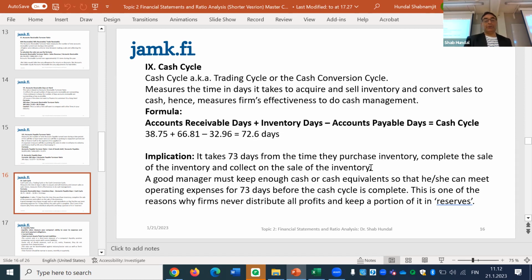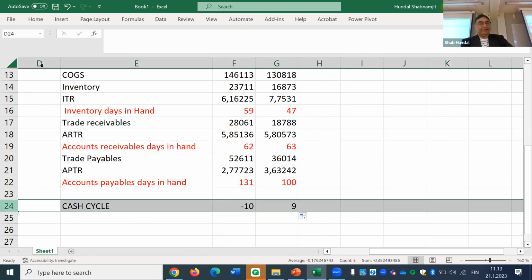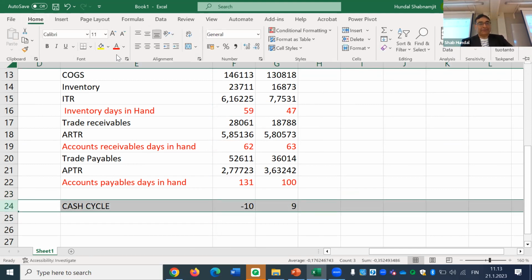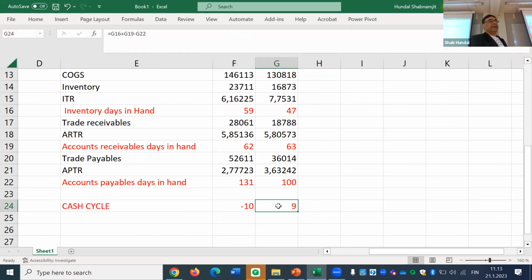So what we do now, we simply have our inventory days in hand, 59, plus we have accounts receivable days, and minus we have the accounts payable days, and it comes to negative days. But that's interesting. That's very interesting that we got a negative figure. Focus on the number of days, 9.